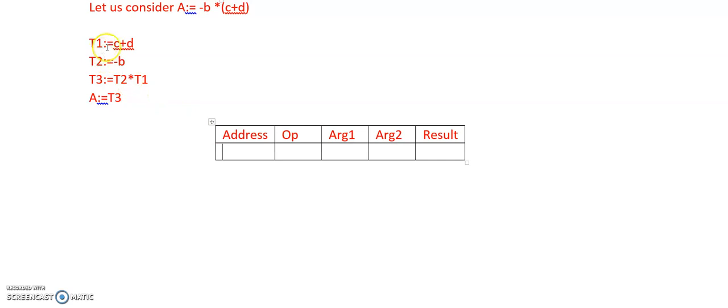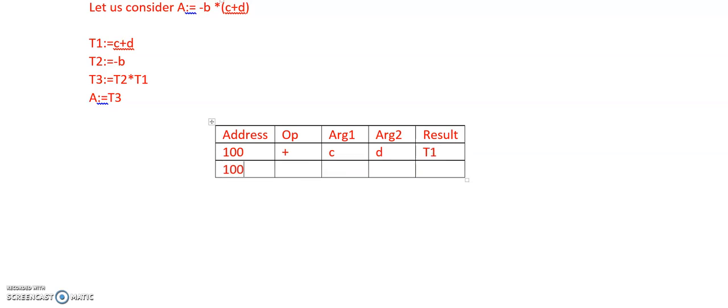We write the first instruction, which in the three address code is T1 is C plus D. Here, in the address index I am taking 100. What is the operator I am using? Plus is the operator, and between them are C and D. So we apply the plus between argument 1 and argument 2. The result is stored in the temporary variable T1.